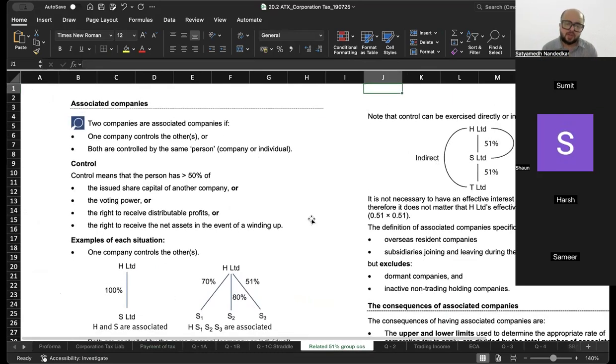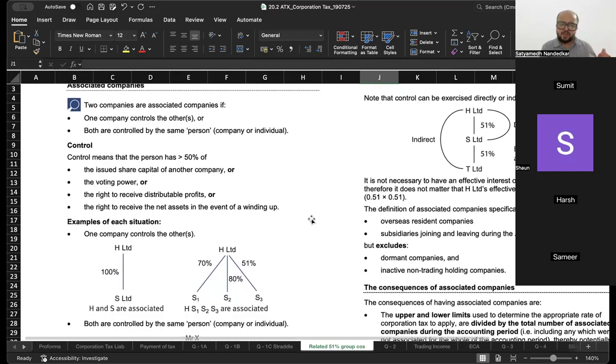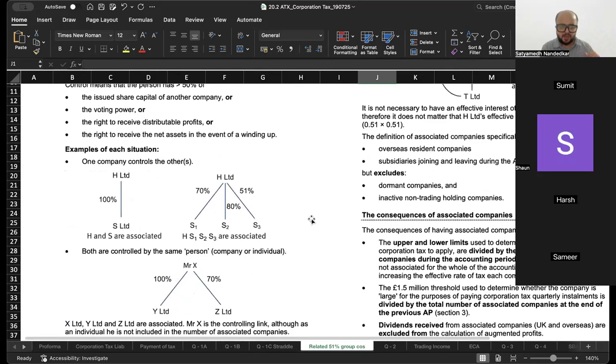Talking about associated companies, two companies are associated if one company controls the other or both are controlled by the same person. Now, this person could be only for the purpose of associated companies analysis. It could include an individual also. Control means that the person has greater than 50% of the issued share capital or voting power. Basically, if there is more than 50% holding, then the two companies are associated.